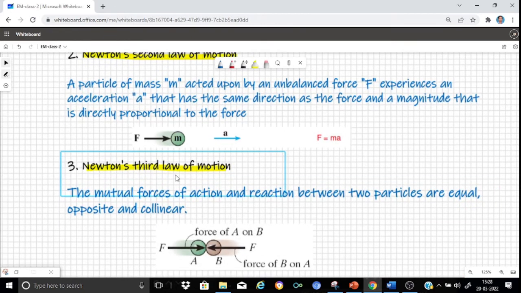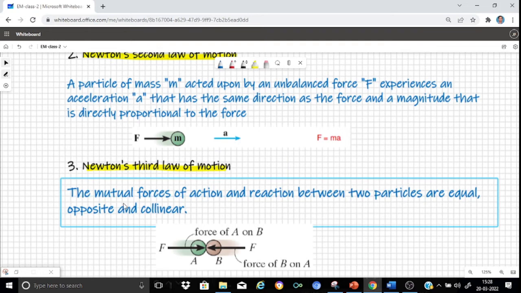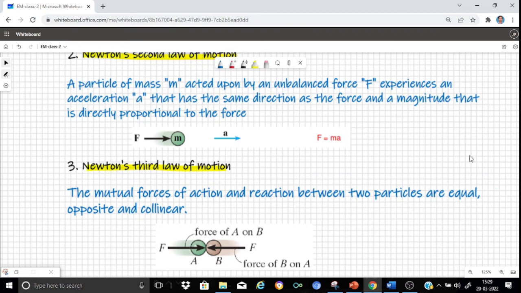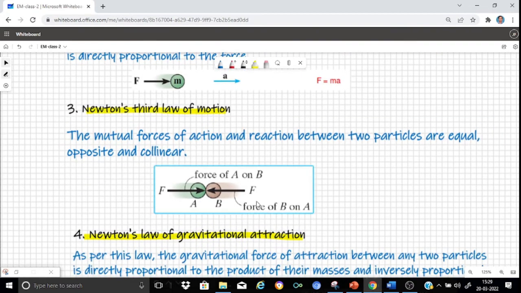So now let us go to Newton's third law of motion. As per this law, the mutual forces of action and reaction between two particles are equal, opposite, and collinear. To explain this law, as you can see, two particles are shown, particle A and B, and they have a common point of contact. So here the contact is subjected to two forces.